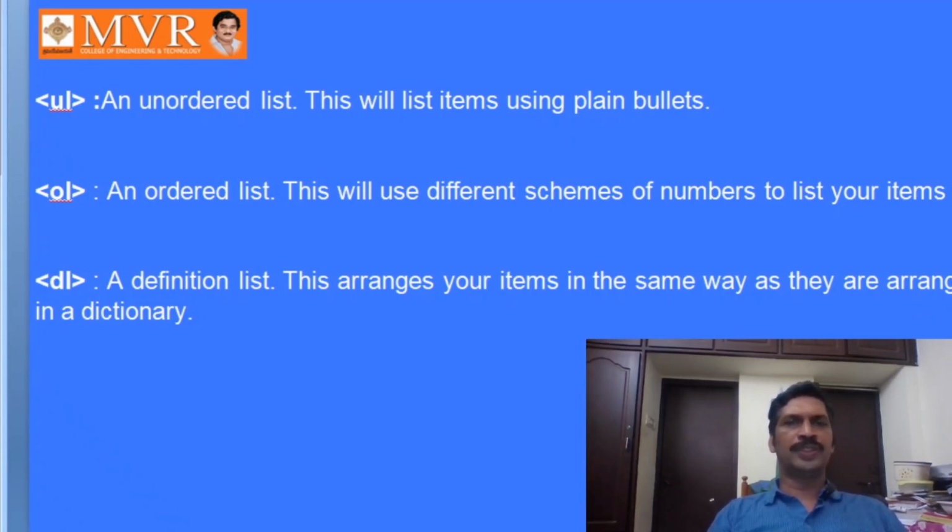Next type is OL, an ordered list. This will use different schemes of numbers to list your items. DL means a definition list that arranges your items in the same way as they are arranged in the dictionary. In short, a list is nothing but a group of similar type of items. In HTML, this can be handled using 3 types of tags: first one UL tag, next one OL tag, next one DL tag. One by one, in detail, we will see each of these.